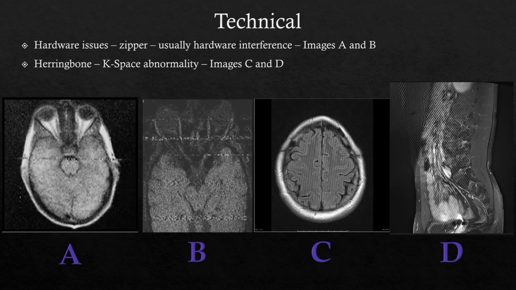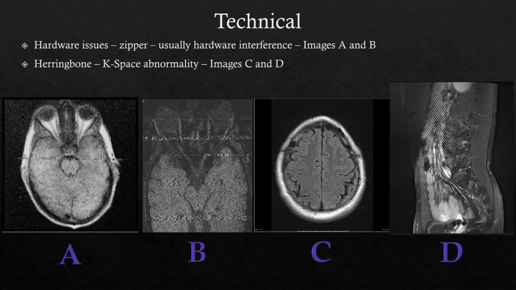And then images C and D, we have herringbone artifact, so some very neat, looks a little bit like a corduroy effect on these images. So this is a k-space abnormality, and it's also called a spike artifact. This can signify a problem in k-space, or what we've had recently, and this has caused, is some broken parts in the scanner table.